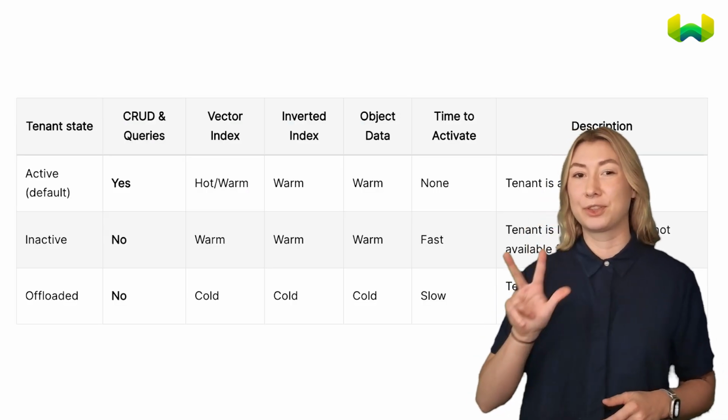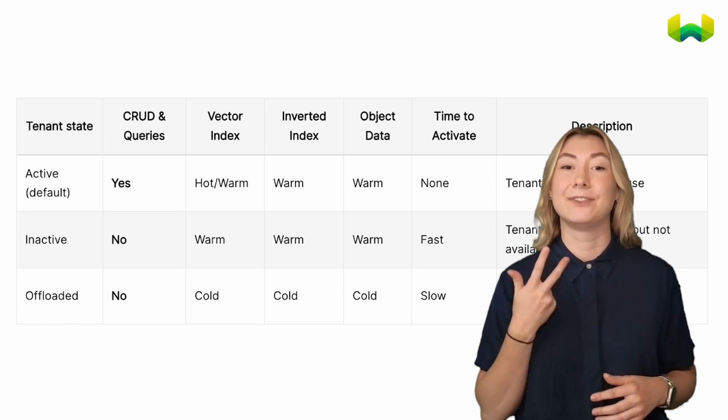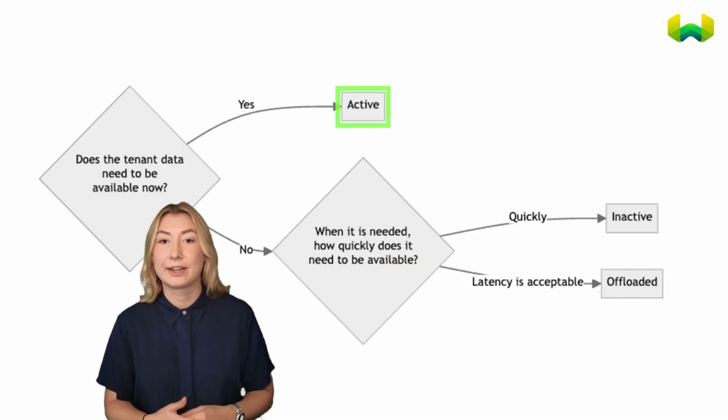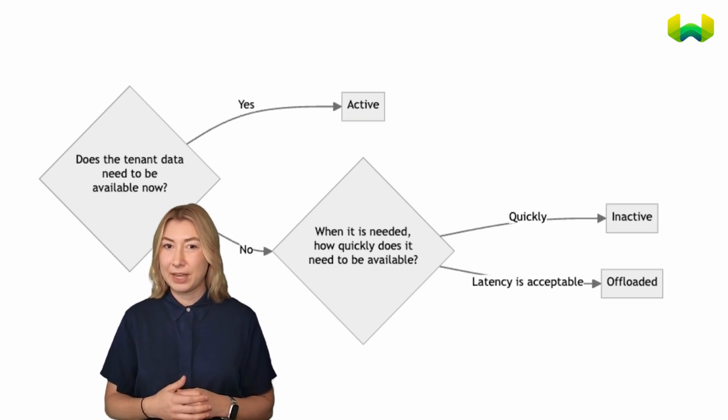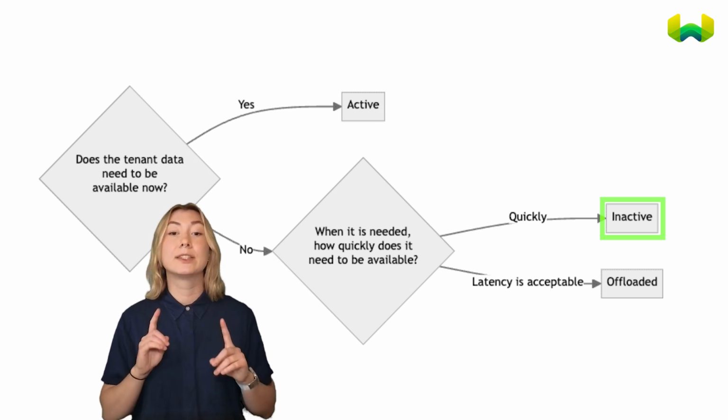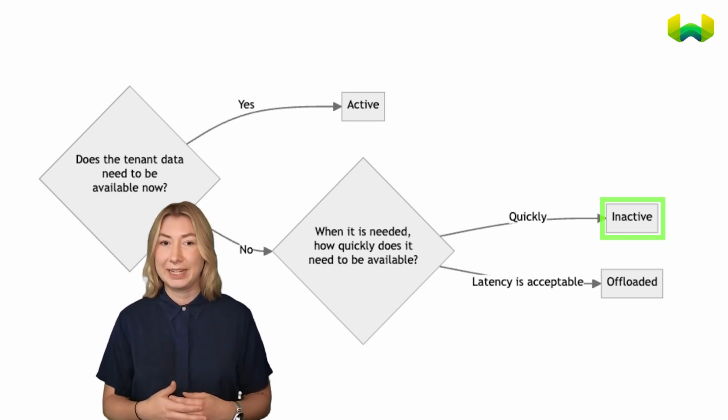Finally, Weaviate supports three tenant states: active, inactive, and offloaded. If the tenant always needs to be available now, then you're always looking at an active state. If it doesn't need to be available now, but might need to be made available very quickly, then you can set it to inactive, meaning it's locally stored but not available for immediate use.